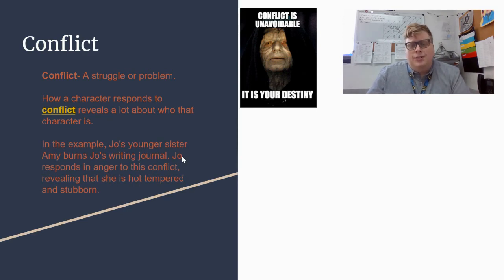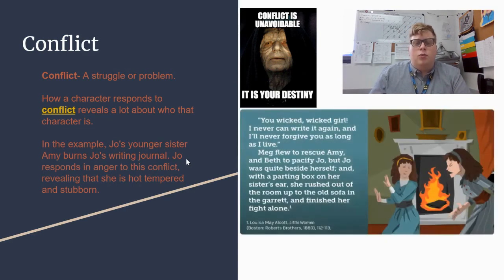Jo's younger sister Amy burns Jo's writing journal. Jo responds in anger to this conflict, revealing that she is hot-tempered and stubborn.